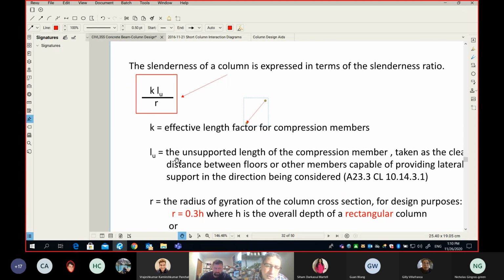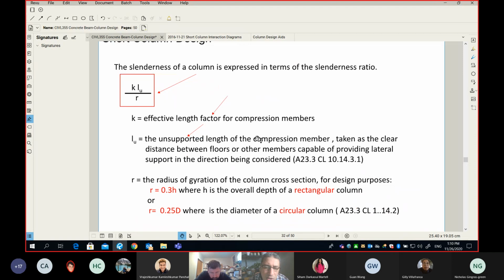And then L sub U refers to the unsupported length. Look at the name, the unsupported length. So remember what the axial force is trying to do. What happened to the axis of the member? It will go off the center line of the member. And once you provide lateral support, it means you say, okay, don't go anywhere. Really, the unsupported length is the distance between where the member is laterally supported.